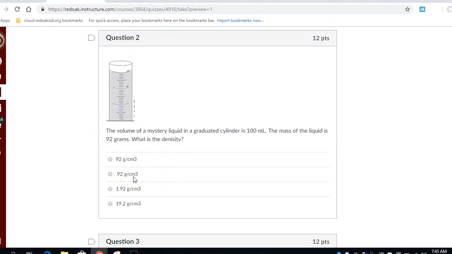Question two. The volume of a mystery liquid in a graduated cylinder is 100 milliliters. The mass of the liquid is 92 grams. What is the density? Is it 92 grams per cubic centimeter, which is another way of saying milliliters? Is it 0.92 grams per cubic centimeter? Is it 1.92 grams per cubic centimeter? And is it 19.2 grams per cubic centimeter? Remember, this is the same as saying grams per milliliter.